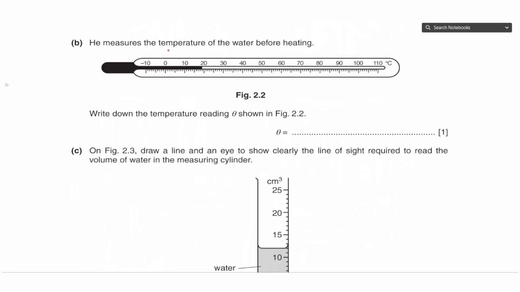Part B says he measures the temperature of the water before heating. Write down the temperature reading theta shown in figure 2.2. So this is just before 20, this is 19 degrees Celsius.